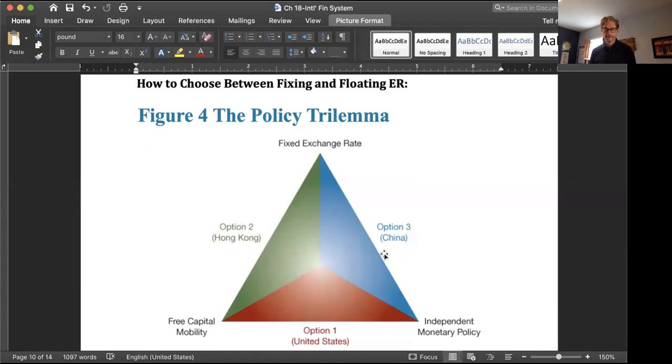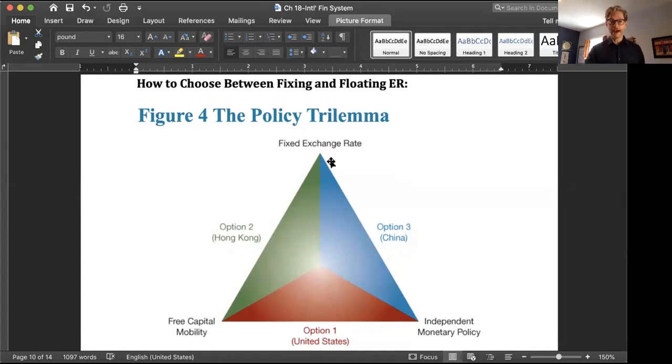The policy trilemma is really a way to visualize the choices that a central bank has to choose from. In reality, a central bank would like to choose three things. They'd like to achieve three things at one time.